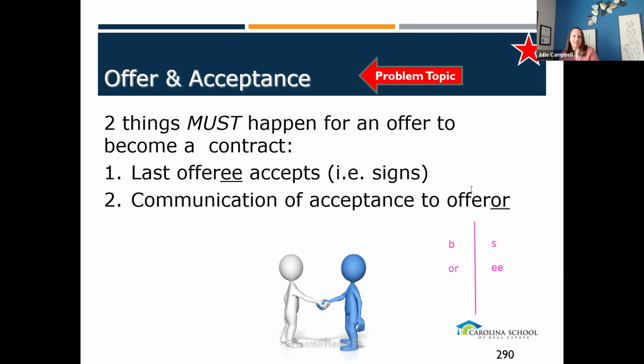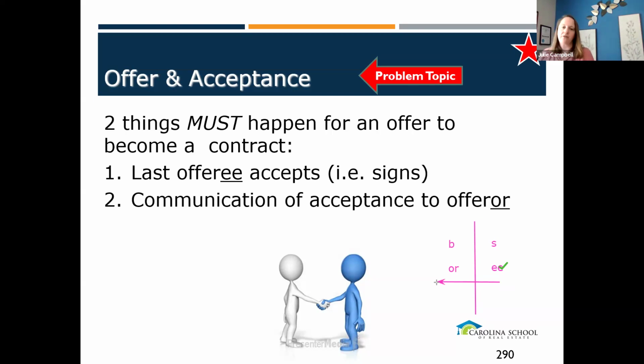We have acceptance. The last offeree, remember if there's a counter offer, the roles reverse. The last offeree accepts, which means in pre-licensing world that they have signed. Now that they have signed the offer, communication of acceptance, the fact that your offer has been signed, has got to cross the contract formation line. The person making the offer has got to be notified that their offer has been accepted.